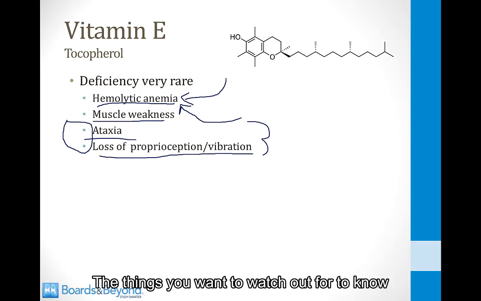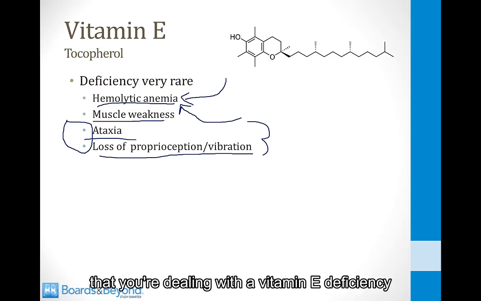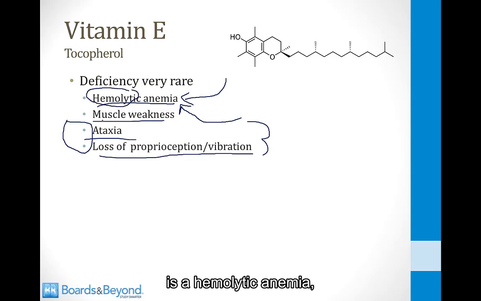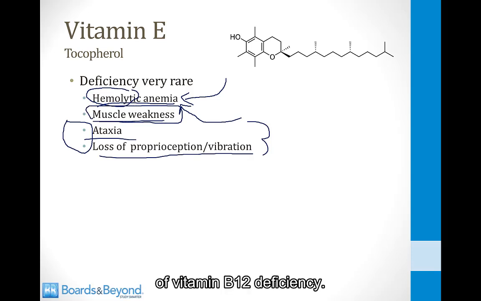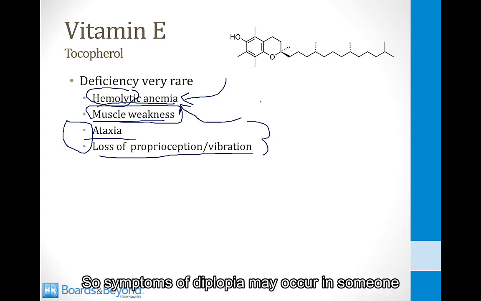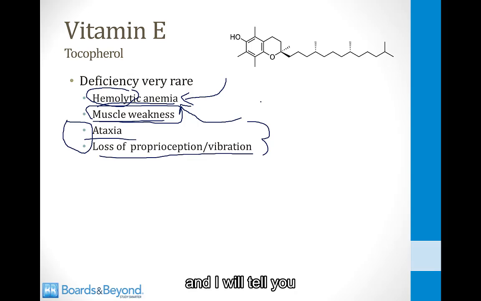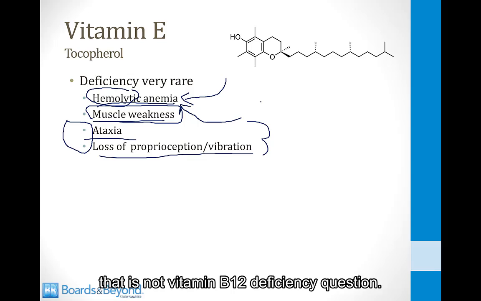The things you want to watch out for to know that you're dealing with a vitamin E deficiency are a hemolytic anemia and also the muscle weakness. The muscle weakness is usually not a feature of a vitamin B12 deficiency. Sometimes it involves the eyes because the eyes have very small muscles and they are sometimes the first to develop the symptoms of weakness. So symptoms of diplopia may occur in someone who is vitamin E deficient, and that will tell you that it is not a vitamin B12 deficiency question.